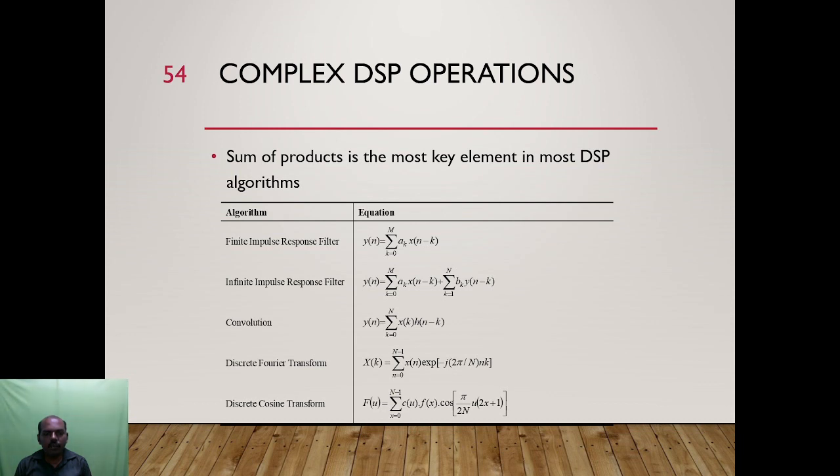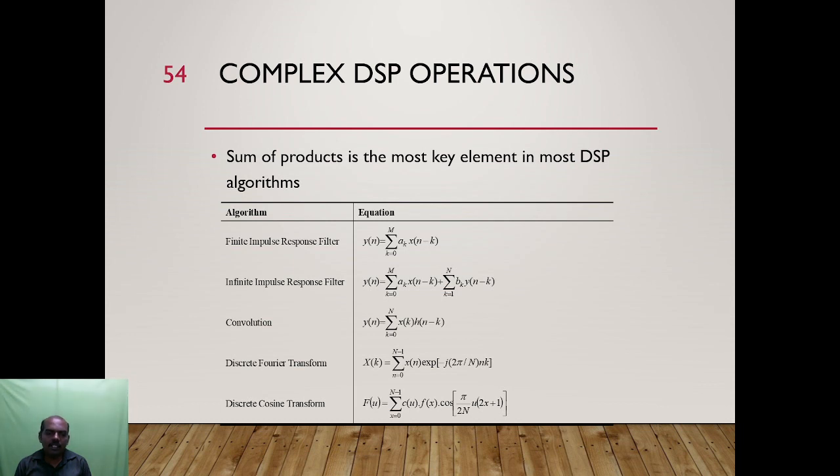These are the DSP operation formulas. We have the finite impulse response algorithm. So y of n is the output, x of n minus k is the input signal, a k is the impulse response. So y of n is the output signal of the finite impulse response filter, and y of n equals the multiplication of input as well as impulse response. This is also the same for infinite impulse response.